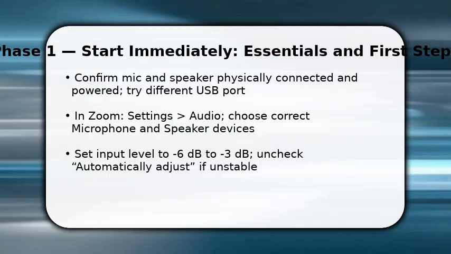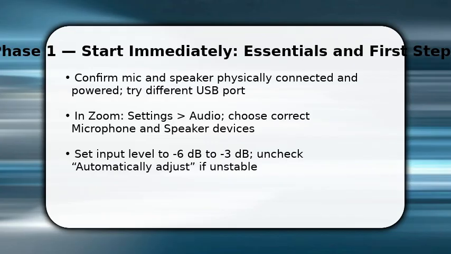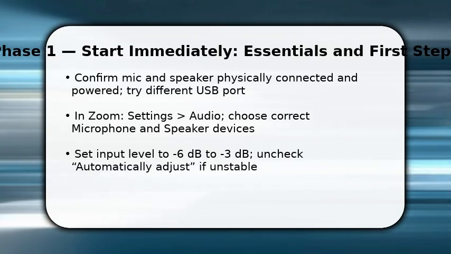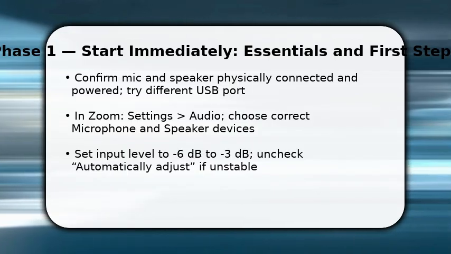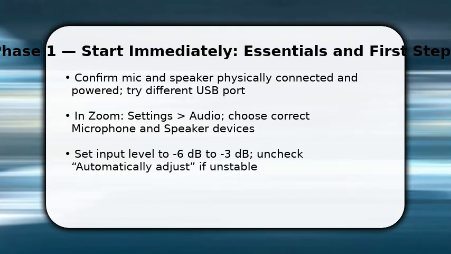You start by verifying hardware and Zoom selections. First, plug the mic into a different USB port and test speakers with a local audio file so you know hardware works. Then open Zoom, go to Settings, Audio, and explicitly pick the microphone and speaker devices you want. Once done, disable Automatically Adjust Microphone if you get volume swings, and manually set input so peaks sit around -6 to -3 decibels. This prevents distortion and keeps volume consistent.